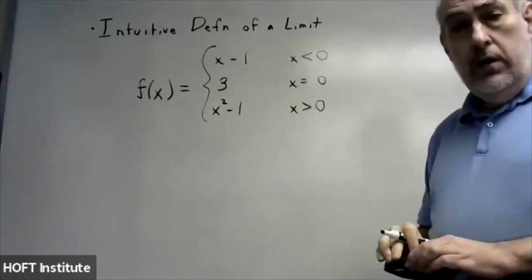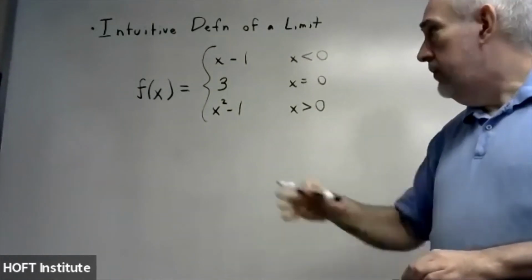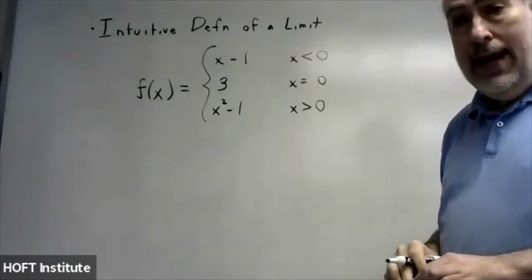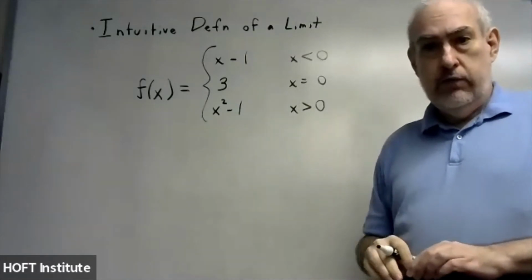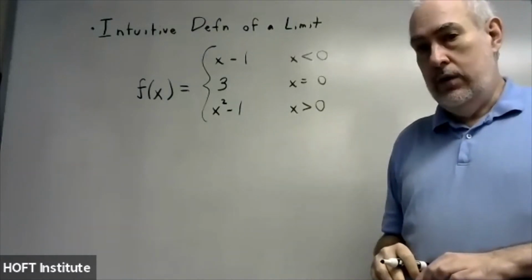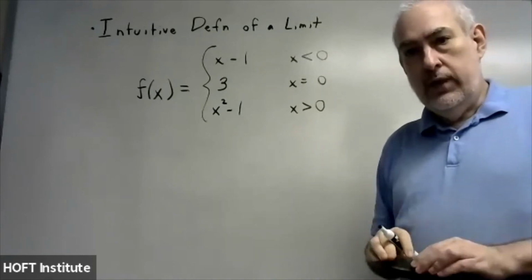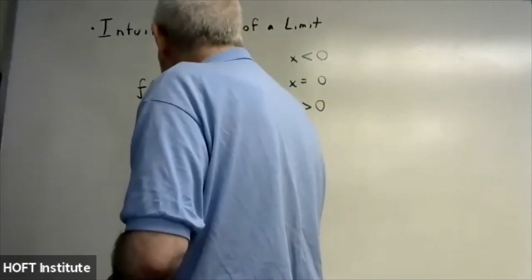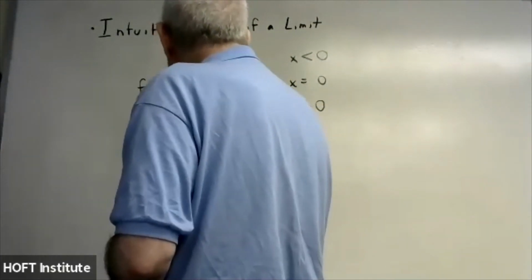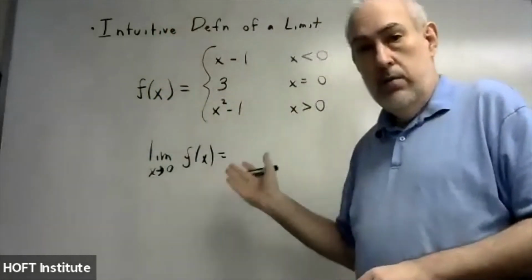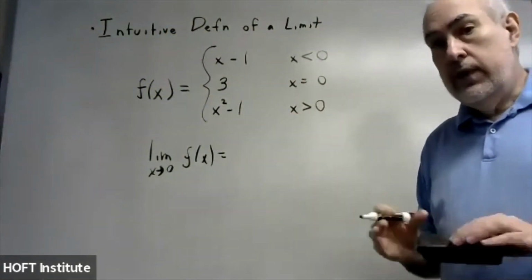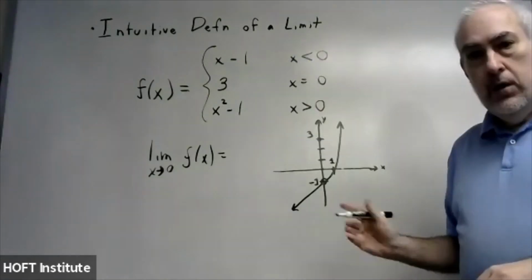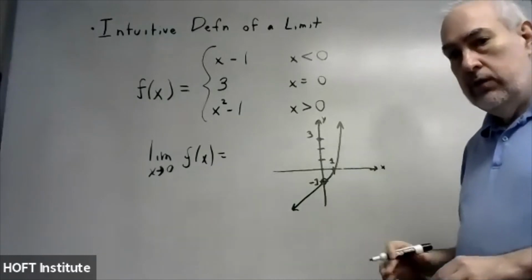Okay, so this is the piecewise function I've chosen: f of x equals x minus 1 if x is less than 0, f of x equals 3 at x equals 0, and f of x equals x squared minus 1 if x is greater than 0. Okay, once again, let's sketch this. Oh, and I'm interested in the limit as x approaches 0. So that's the limit I want to solve. So I need to sketch the graph near x equals 0, and then we can just look at the graph and see the answer. Okay, so here is a sketch of the graph.